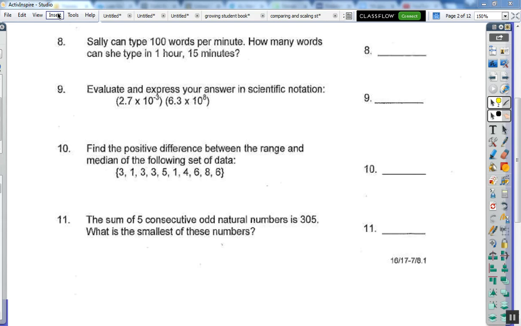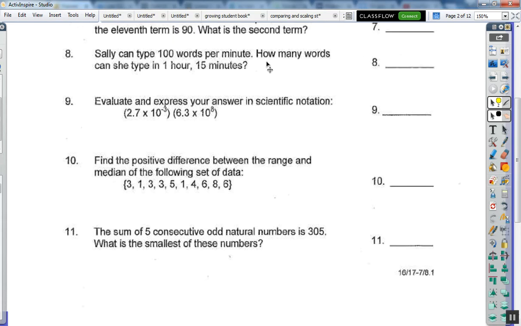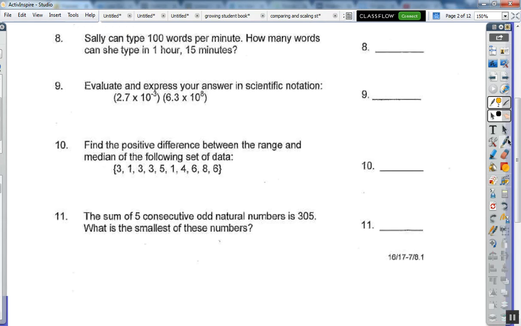Well, 1 hour and 15 minutes has a grand total of 75 minutes. So if she can type for 75 minutes, and it's 100 words per minute, that means she types 7,500 words.